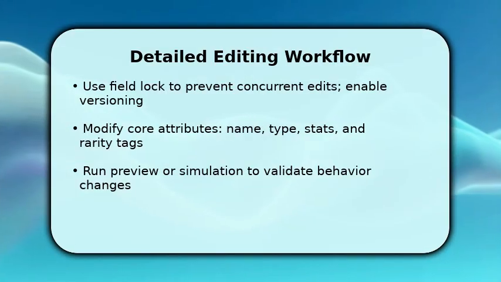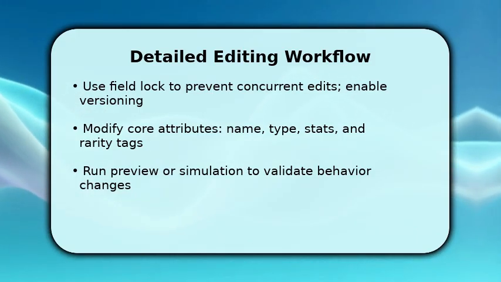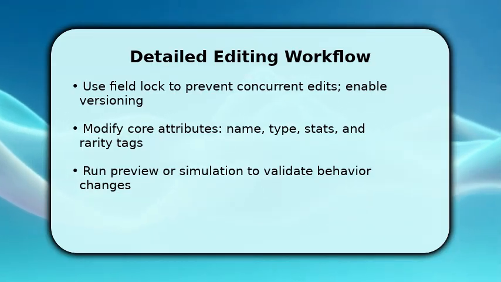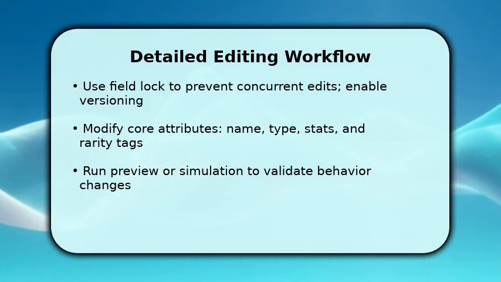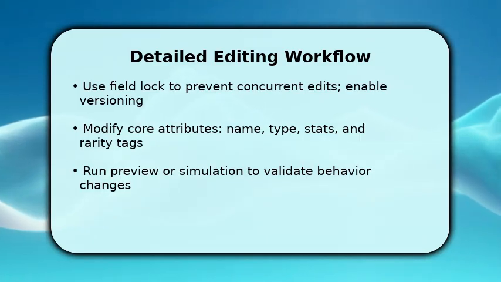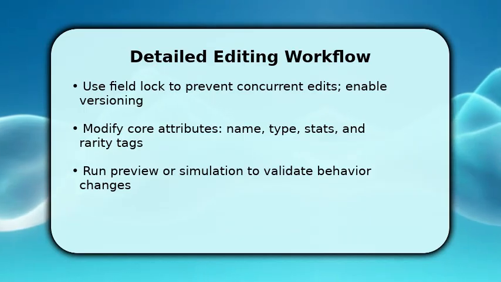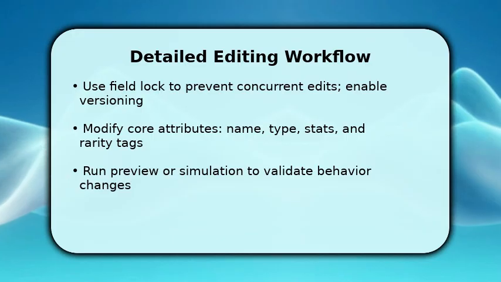You will now perform the complex middle steps. First, lock the item record to prevent concurrent edits and enable versioning so you can compare revisions. Then, edit core attributes, name, type, numerical stats, and rarity or tag fields, using the plugin's inline validators to avoid invalid entries. Once edits are entered, run the preview or simulation tool to observe interactions. If formulas or scripts exist, test them here, because iterations cost less time in preview than in a full build process.